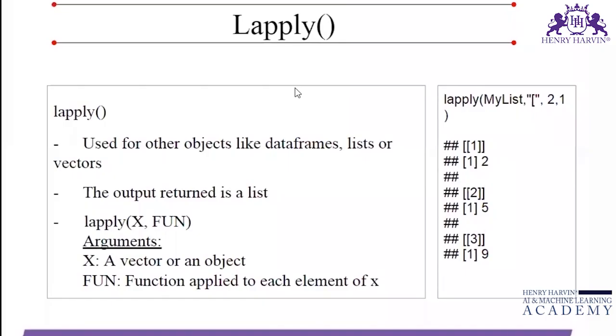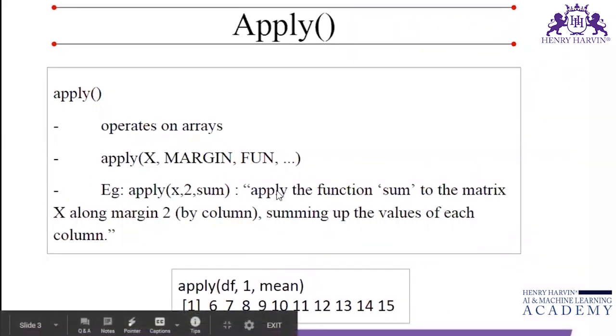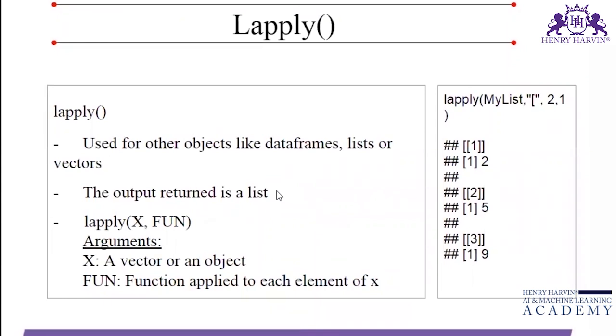Next function is lapply. So what does lapply do? It is used for other objects like data frames, lists or vectors. When you want to apply a function, the data structures it takes are data frames, lists and vectors, and it returns a list. So earlier, apply was returning both vectors and lists, but in lapply the return will only be in the form of a list, and the function to be used is lapply, within the brackets x and function.